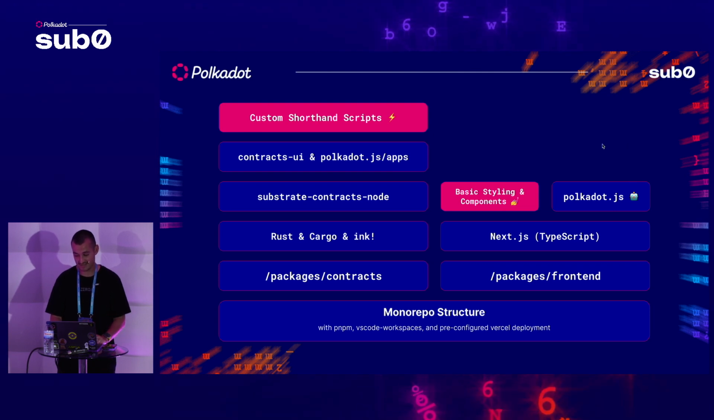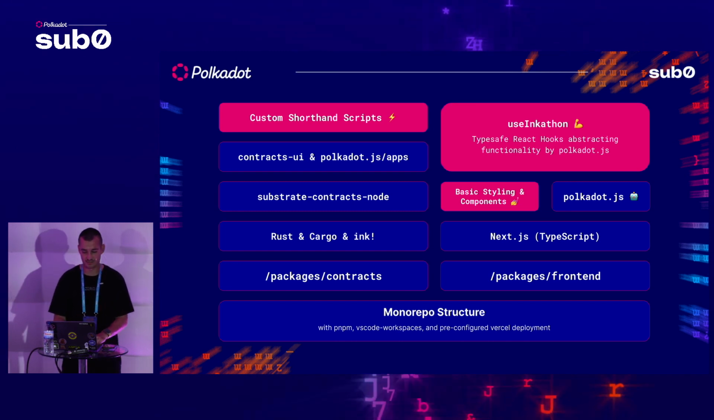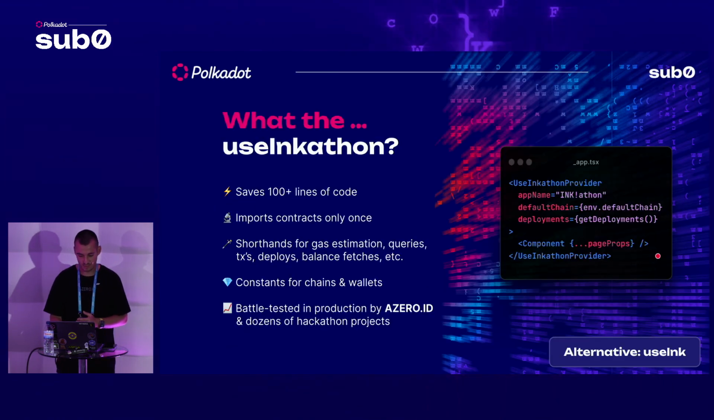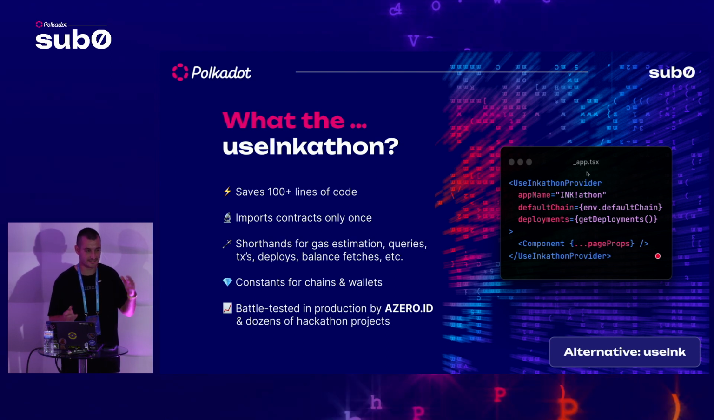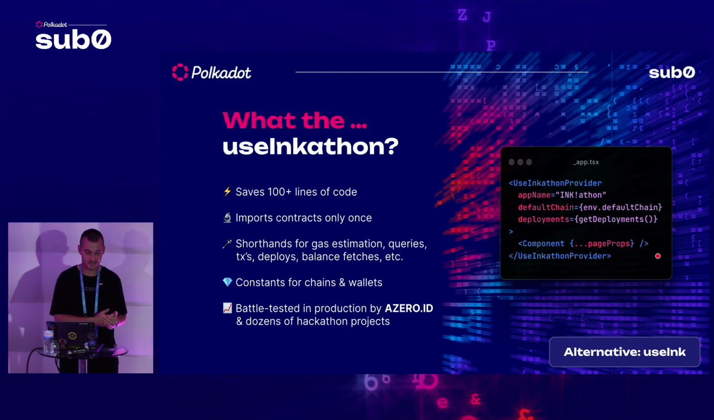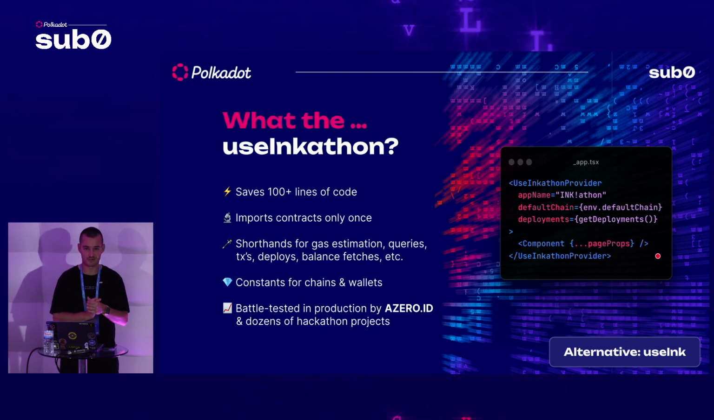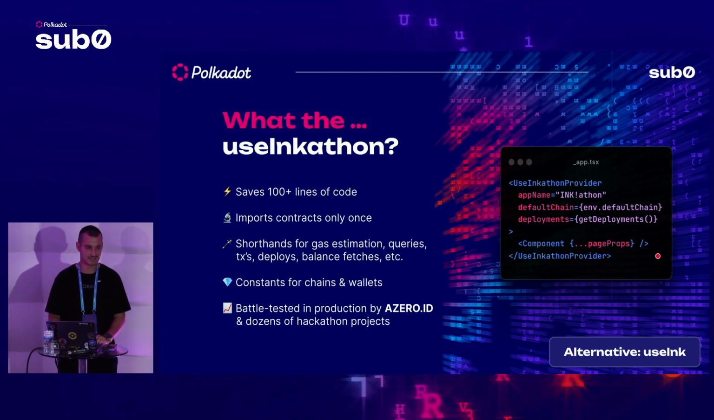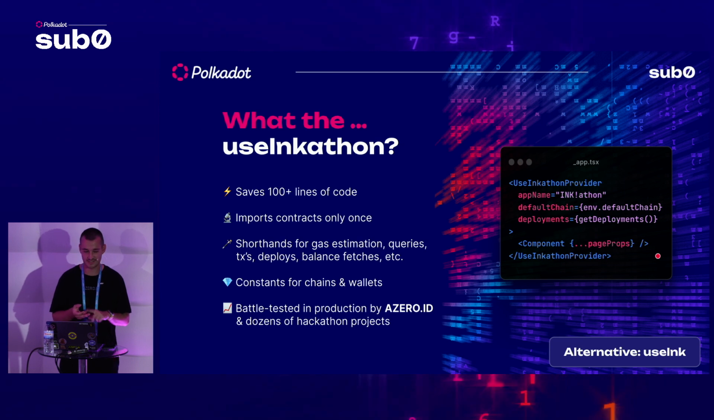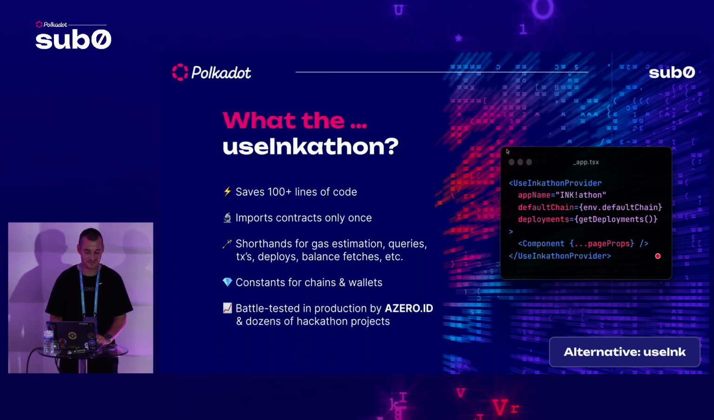Then it's using Polkadot.js, as I said, the only option out there right now, and on top the useInkathon React hooks library, which abstracts a lot of functionality of Polkadot.js away. What is useInkathon? It's just a provider you wrap around your application. You give it an app name, a chain, and your deployments, which are metadata files and addresses. So you can use them everywhere in your code with just a hook, and you don't have to set up your API with your RPC and create your contract instance again and again and again, which really saves you a lot of code.